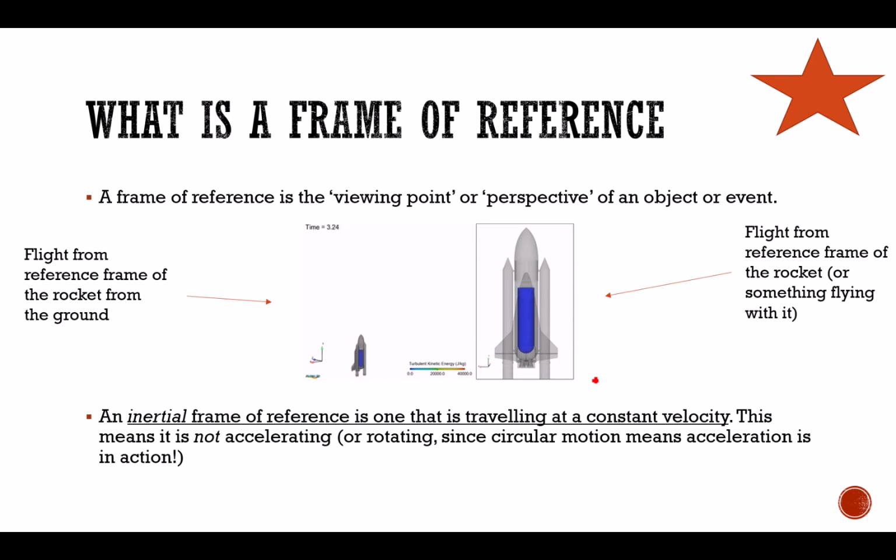This means that this frame of reference is not accelerating, meaning it's not speeding up or slowing down, but also it's not changing its direction, such as rotating, like circular motion. So an inertial frame of reference is one where it is traveling at a constant velocity, not a constant speed, a constant velocity. Okay? All right.